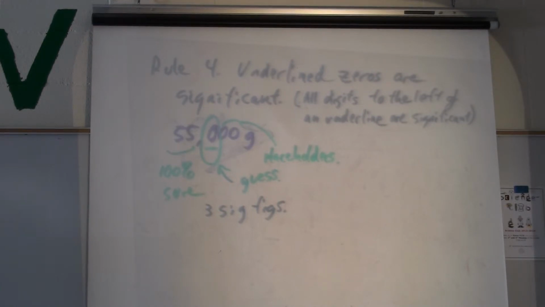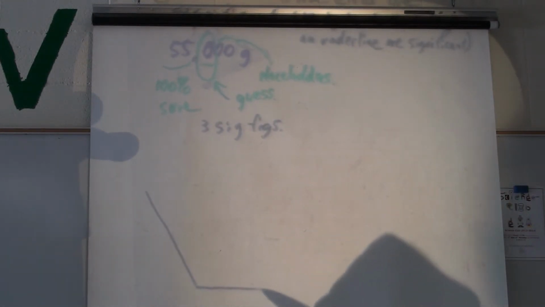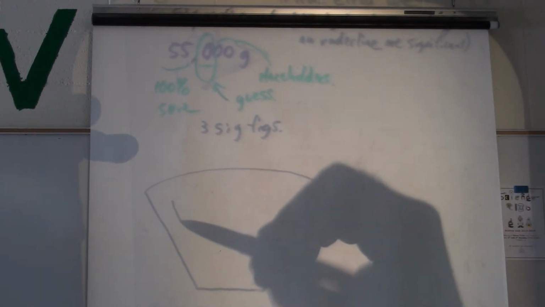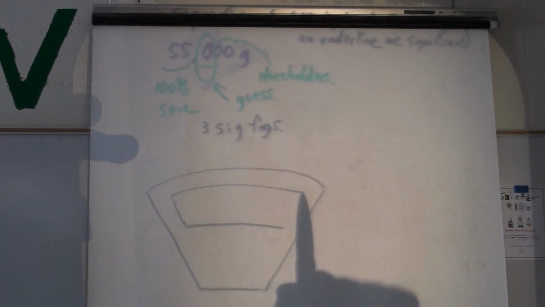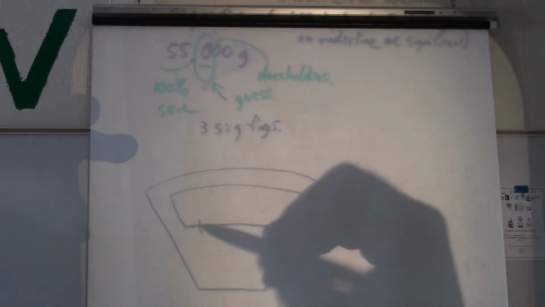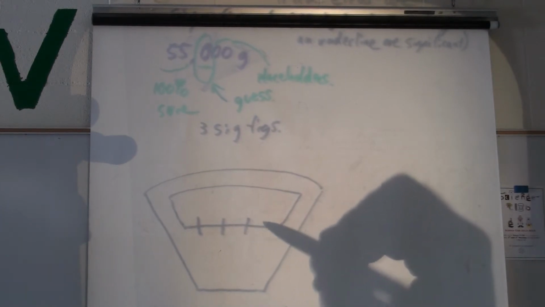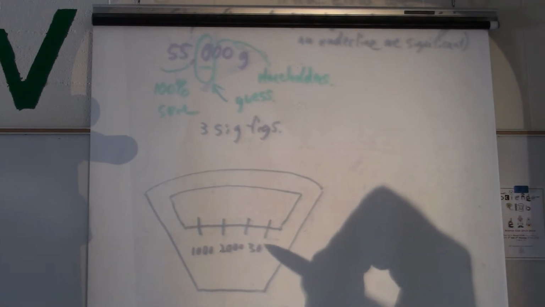This rule is not encountered very often, but you do need it, and usually you need it for very large numbers. Let me give you an example. We've got a very large balance. I'm going to weigh elephants, and it goes up by thousands. So it's 1,000, 2,000, 3,000, 4,000.